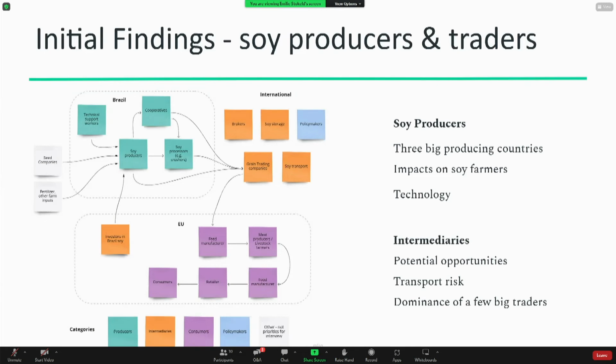And this also links to the distinction between considering shocks to supply and shocks to price. So some interviewees were most concerned about disruption to the supply of soy, whereas other interviewees were mostly concerned by the increase in soy prices. And especially this is the case for stakeholders where it's difficult to pass on increases in costs down the supply chain. And another interesting point here is that we see a dominance of a small number of big traders. And some interviewees said that this might be a result of previous shocks, as only large traders are able to withstand shocks.